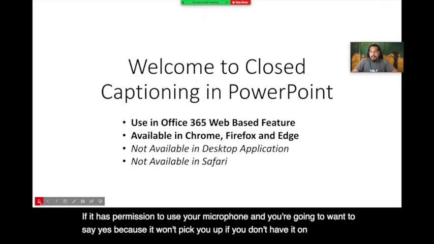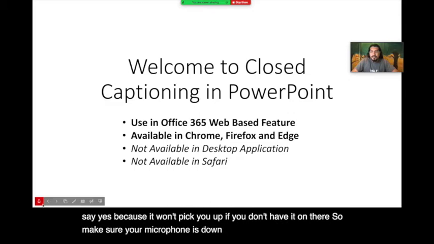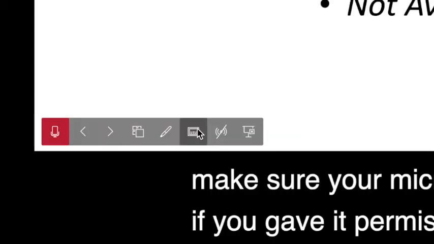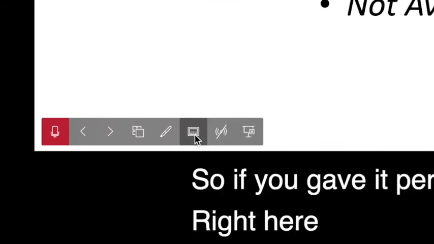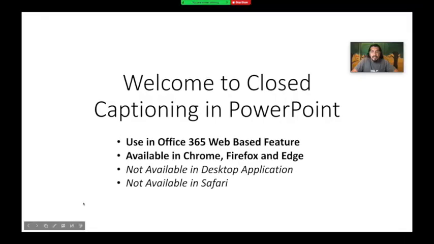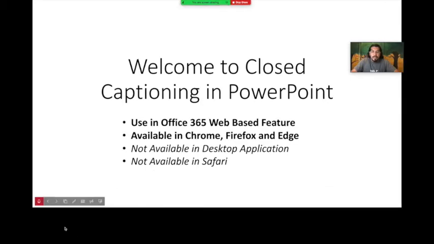So make sure your microphone is down here. It's going to be in the red. So if you gave it permission, it's going to be in the red. This one right here, it's a really tiny box, so it's hard to see, but it is actually your subtitle control. So if you want to turn off your subtitles at any point, you just click that and it'll turn them off. So I clicked it, and now my subtitles are off. The screen goes back to the normal size. But if you want it back on, you just have to come back down here, click that back on, your microphone turns back on, and you're good to go.